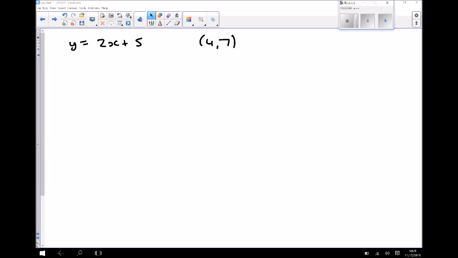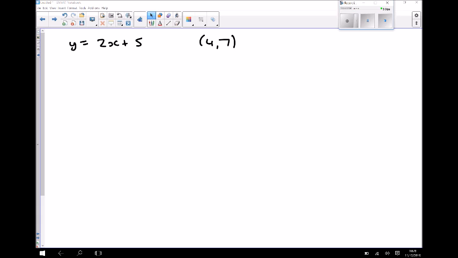This video is going to look at how we find the equation of a line that is perpendicular to a given line that goes through a particular point. So in my example here, I've got the equation of the straight line y = 2x + 5, and I want to find the equation of a line perpendicular to that passes through the coordinate (4, 7).